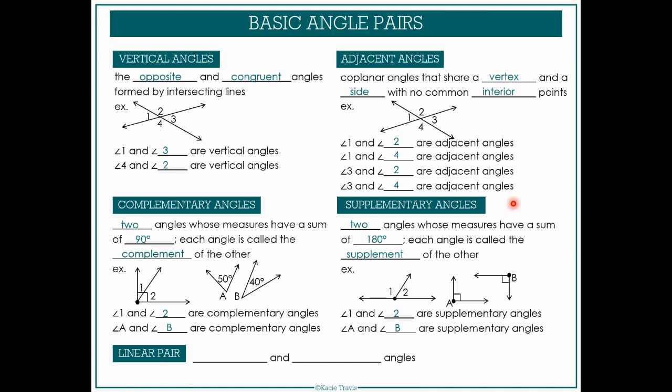Linear pair is pretty linked up with supplementary, but essentially it's talking about adjacent and supplementary angles. So if you have a linear pair, that means that you have two angles that are next to each other, like how these are with 1 and 2, and they both add up to 180.